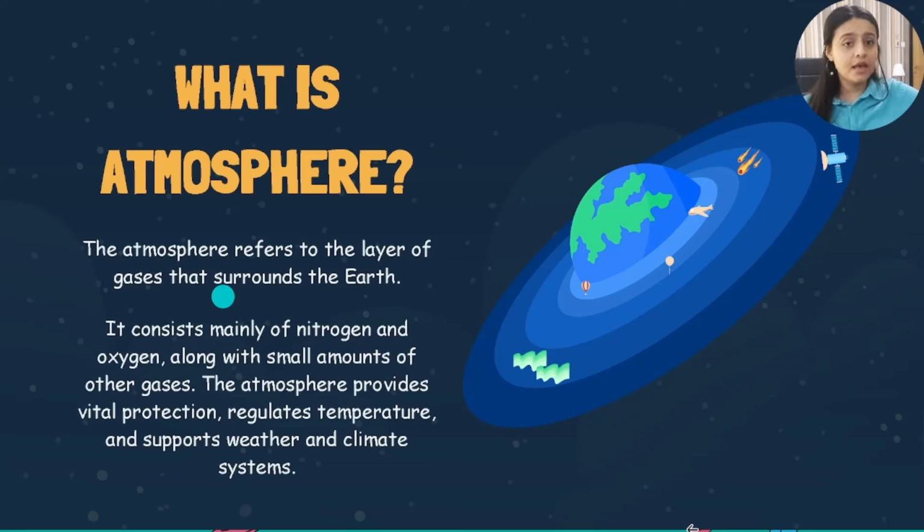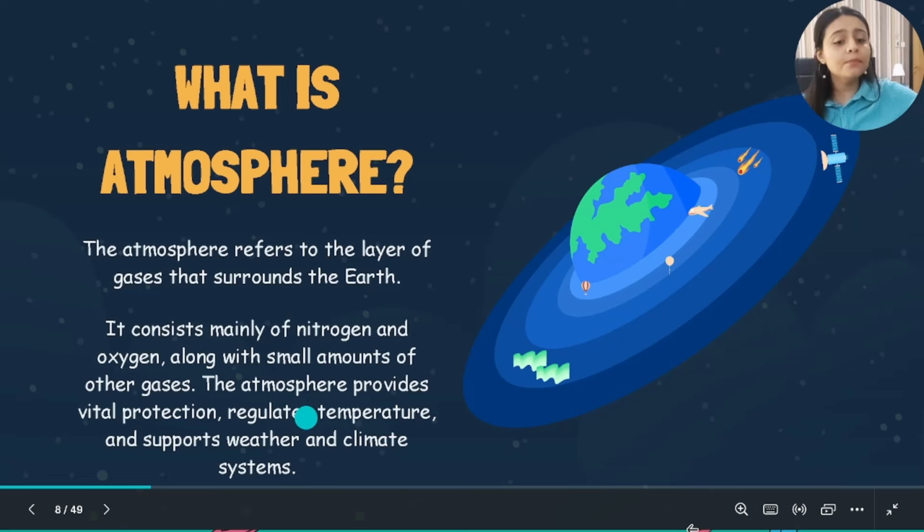Many gases. This huge blanket of air consists of a mixture of many gases. It consists mainly of nitrogen, oxygen, and along with it small amounts of other gases also. We are going to learn about them later. The atmosphere provides vital protection, regulates the temperature and supports weather and climate systems.